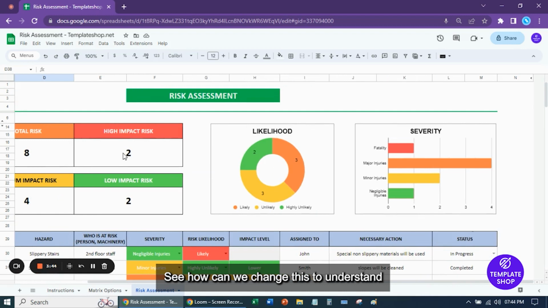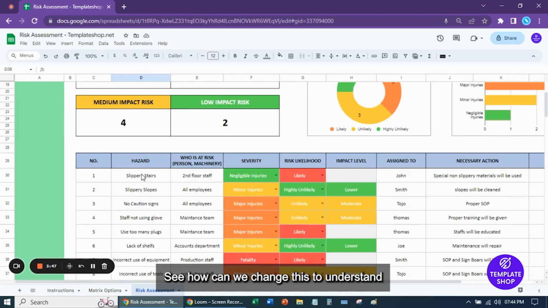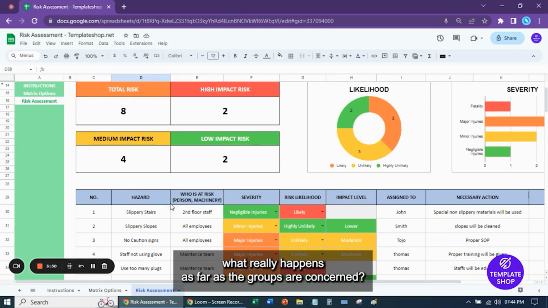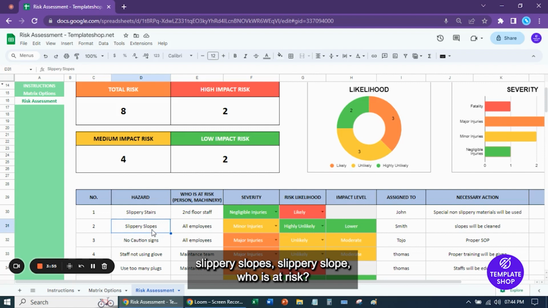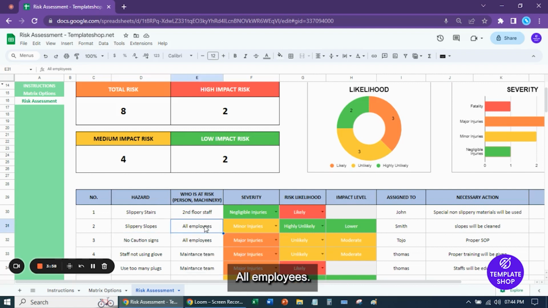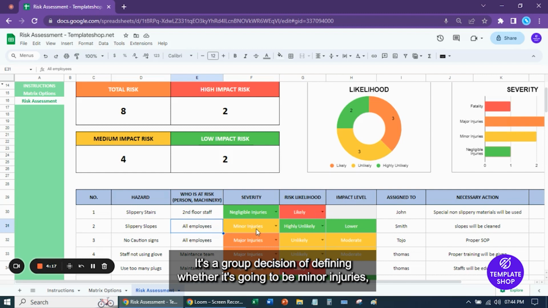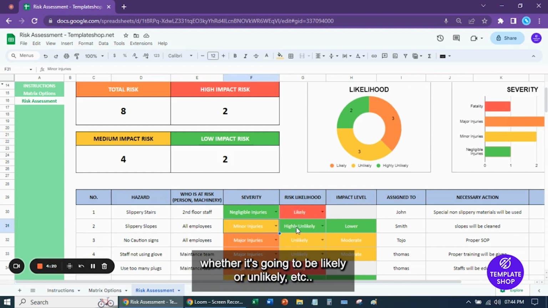Now let's see how we can change this to understand what really happens as far as the graphs are concerned. Assuming we talk about slippery slopes. Slippery slopes, who is at risk? Of course, all employees. The severity is minor injuries. It's a slippery slope. Somebody could just slip, so they could sustain minor injuries. What is the likelihood? Highly unlikely. This is not an individual decision, it's a group decision of defining whether it's going to be minor injuries, whether it's going to be likely or unlikely, etc.